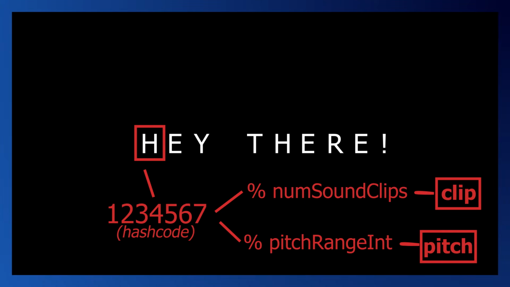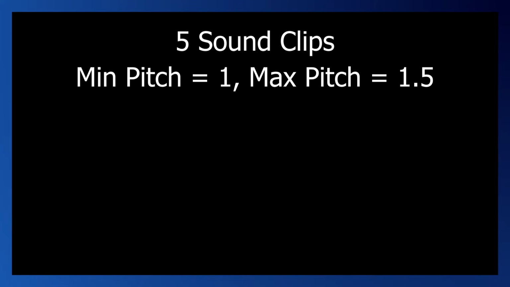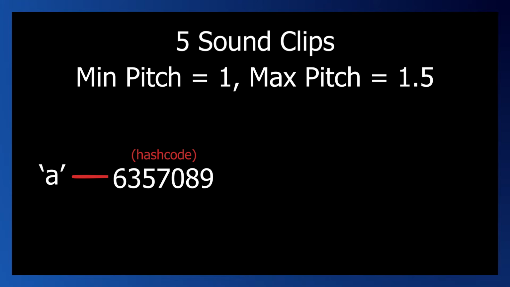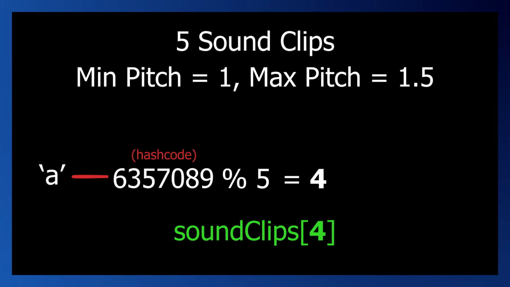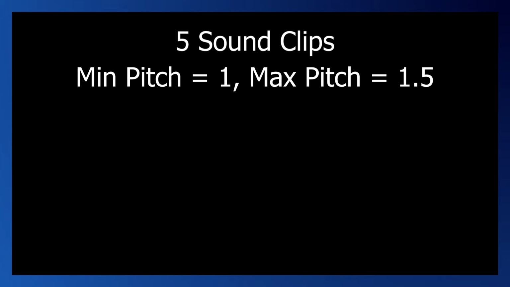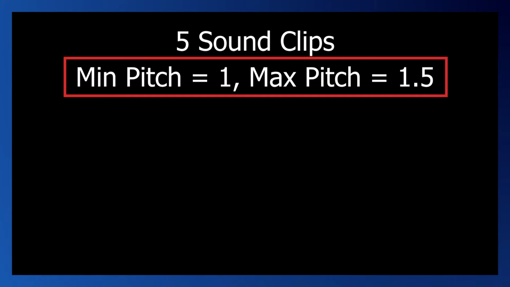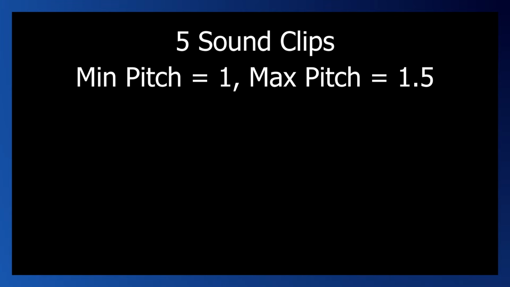Let's run through a quick example of this. Let's say we have 5 sound clips, a min pitch of 1, a max pitch of 1.5, and we want to play a sound for the character A. Let's say that the character A will always have a hash code of 6357089, so for selecting the sound clip, we do modular division between that and the number of sound clips that we have, which equals 4. So in that case, we'd select the sound clip in our array with index 4 whenever we come across the letter A. For selecting the pitch, since we're dealing with a range between 2 floats, the math is just a bit more complicated.